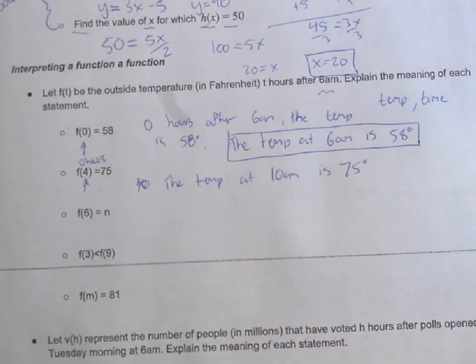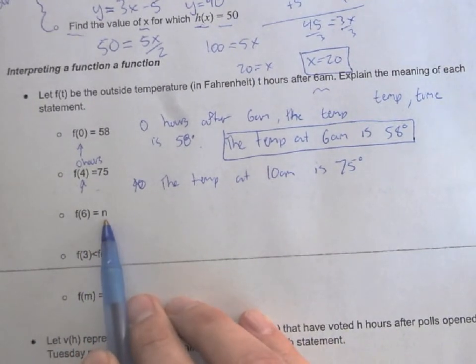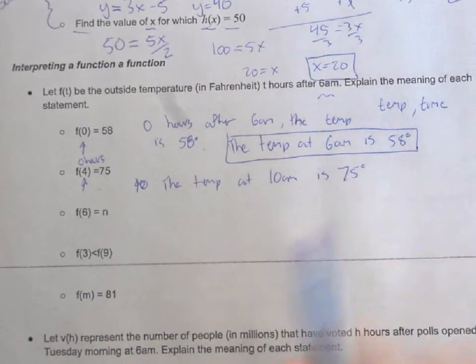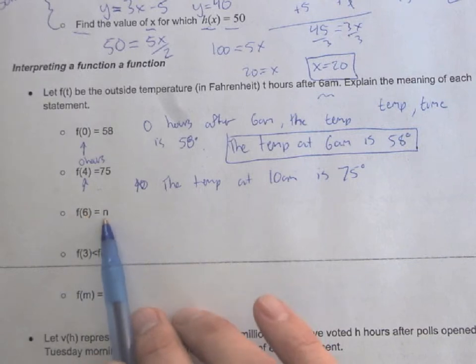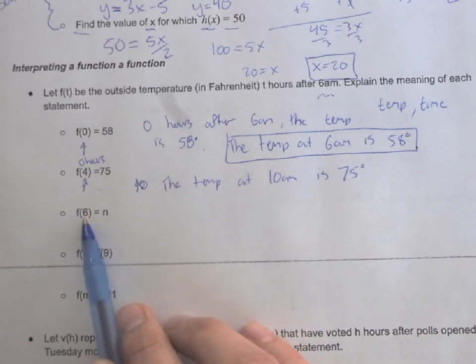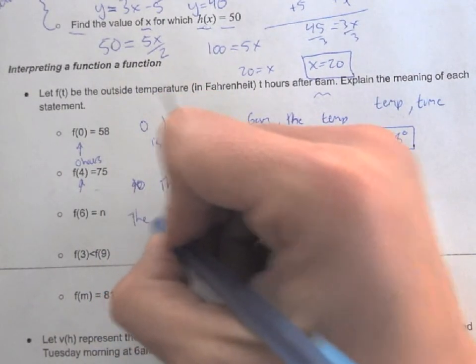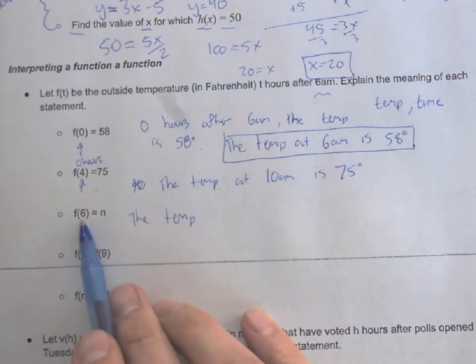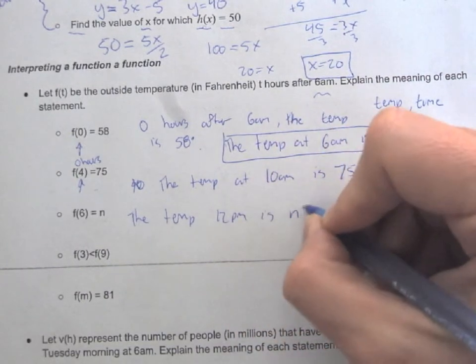All right, this one's kind of funky. 6 hours is the amount of time that has gone by, but we don't know the temperature, and that's okay. It's like n degrees, like a variable. So 6 hours after 6 a.m., the temperature is n degrees. Well, 6 hours after 6 a.m. would be 12 p.m., so it would be lunchtime. So the temperature 6 hours after 6 a.m., or in other words, 12 p.m., is n degrees.